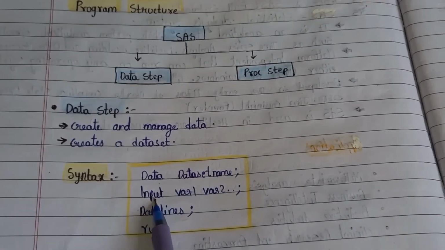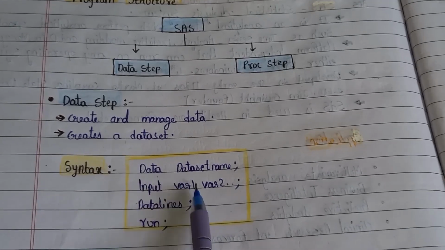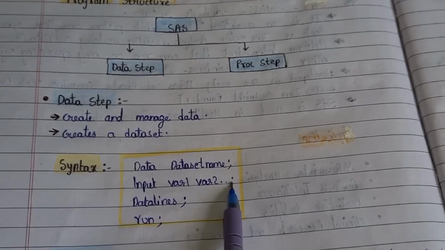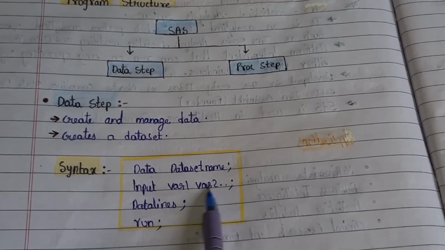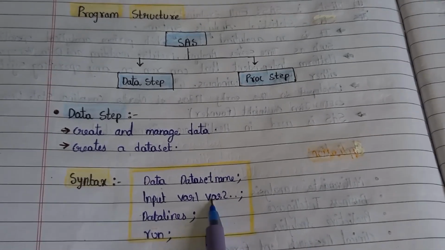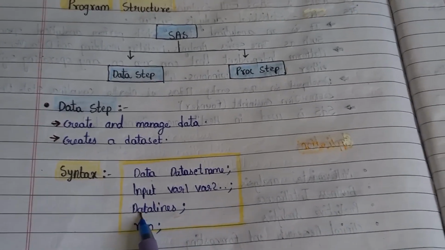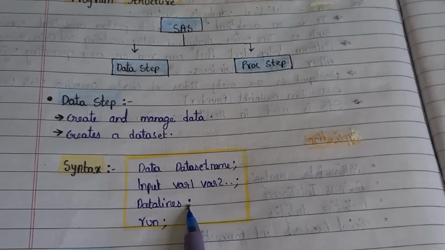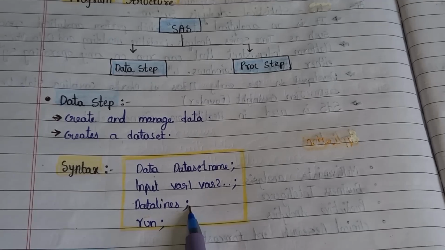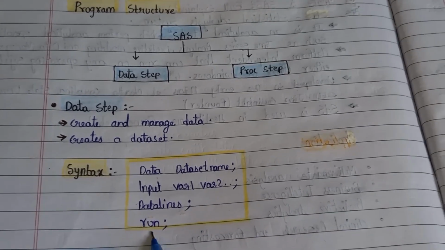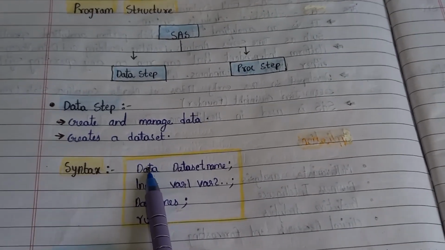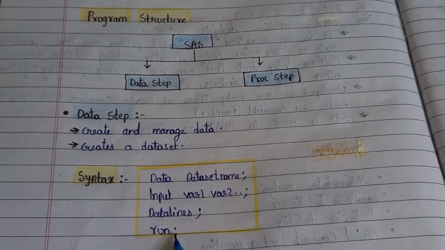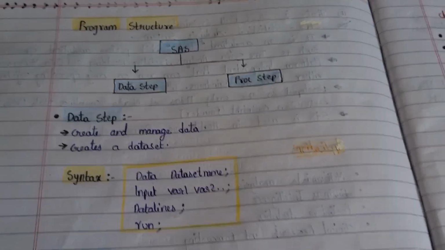Clear? And input means it will create the variables, so var1, var2 and so on. It will create the variables, which are nothing but the columns. Next is datalines, which means we can read the observations, means we can read the rows. The data step will end with a run statement, so we write run semicolon.